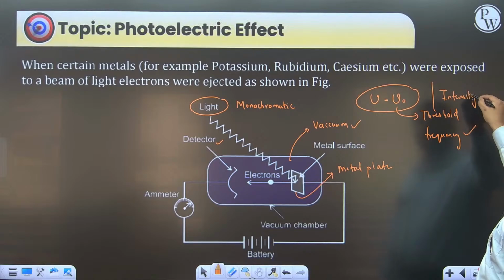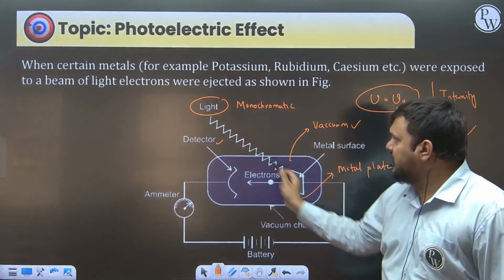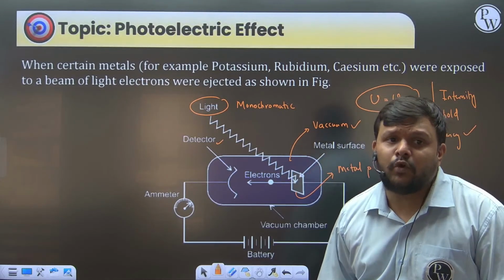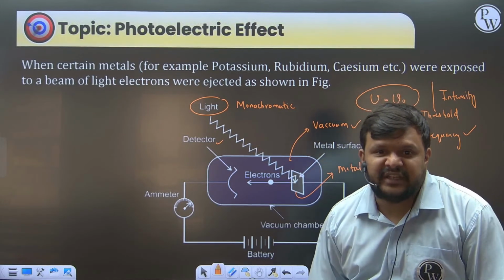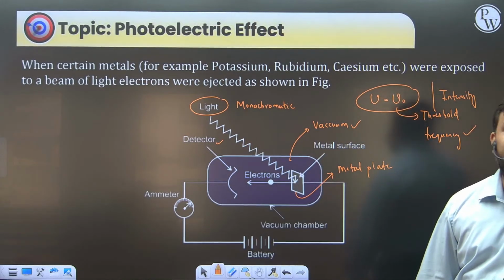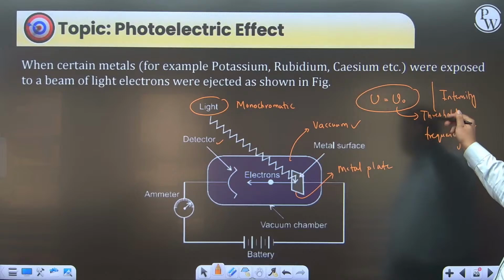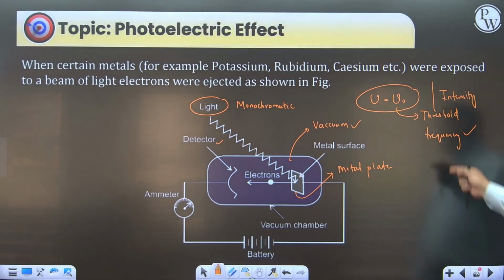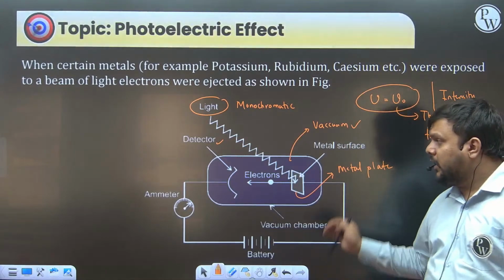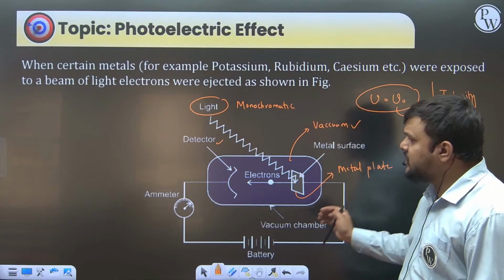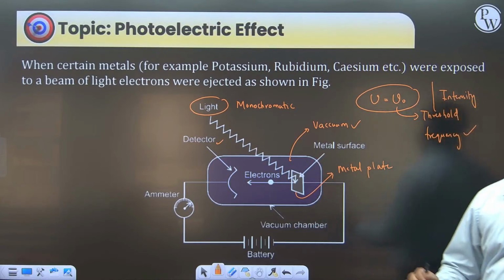The number of photons incident on this metal plate, that is the intensity. Number of photons that are incident. When the intensity was increased, and suppose the frequency of all these photons is equal to the threshold frequency, what was observed? It was observed that there was an increase in the ammeter reading. That means more electrons were ejected.